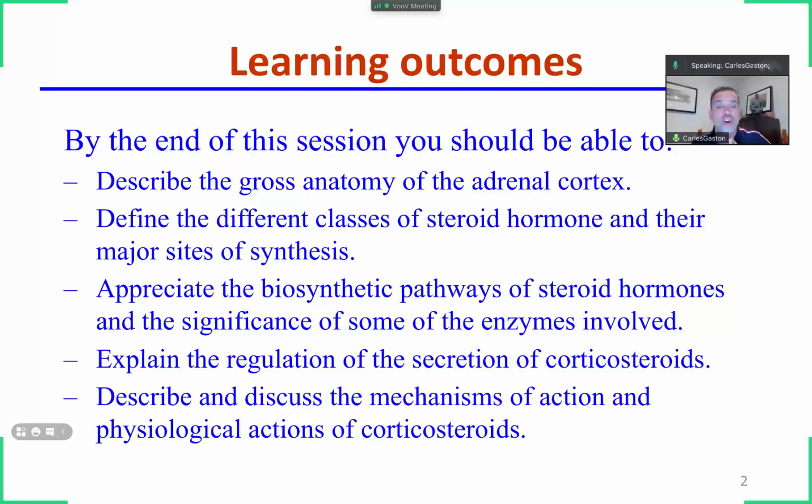Explain the regulation of the secretion of corticoids, and describe and discuss the mechanism of action and physiological action of corticosteroids. Now, the last two parts here, which are the physiology, we will be covering in tomorrow's lecture. Today, we're just going to explain the anatomy, and how these steroid hormones are produced.